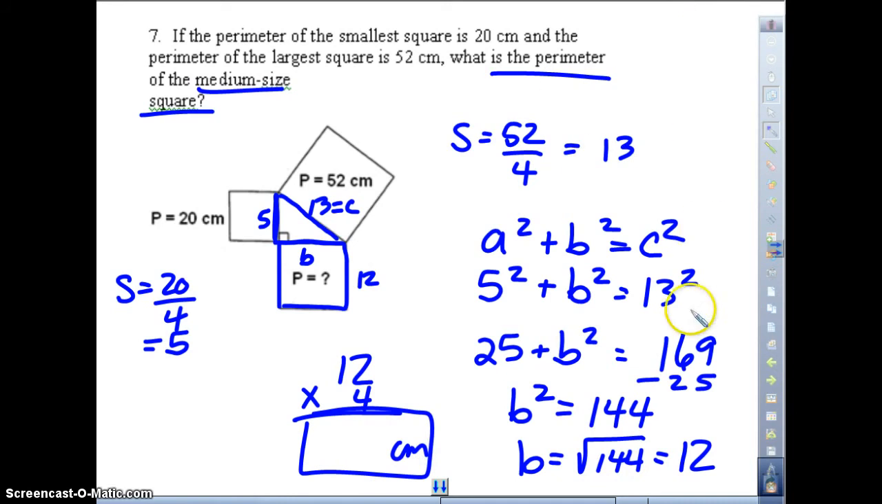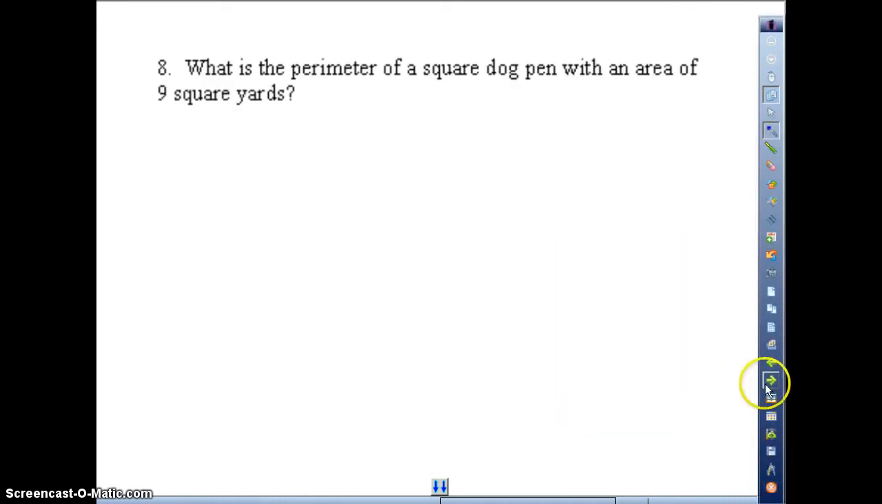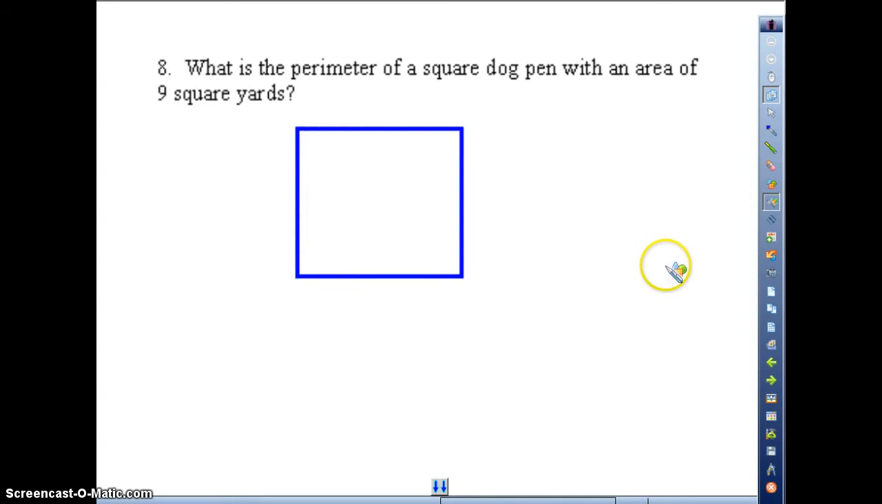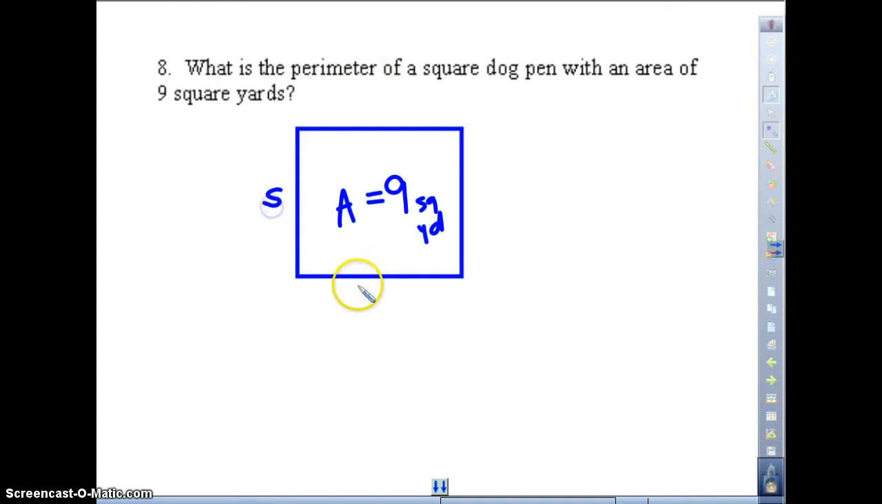All right, let's do number 8. What is the perimeter of a square dog pen with an area of 9 square yards? They didn't give us a square, but you can draw your own. Hope that comes out square. There we go. They tell us it has an area of 9 square yards. I first need the side length in order to get the perimeter. Side times side gives me area.